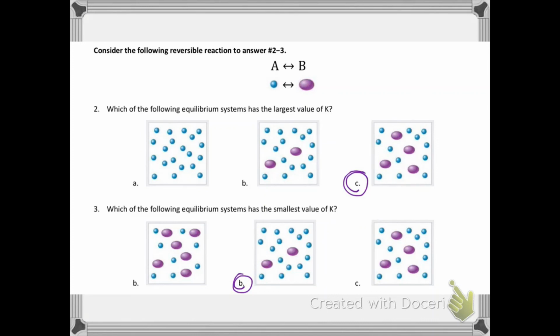Well, the largest value of K should have the most product. So you're looking for the most purple ovaloid things. And the smallest value of K would be the least purple ovaloid things and the most blue circles. That's it. That's all you need to know about equilibrium. So thank you for playing with the glories of equilibrium. The next video will talk about the difference between K and Q.